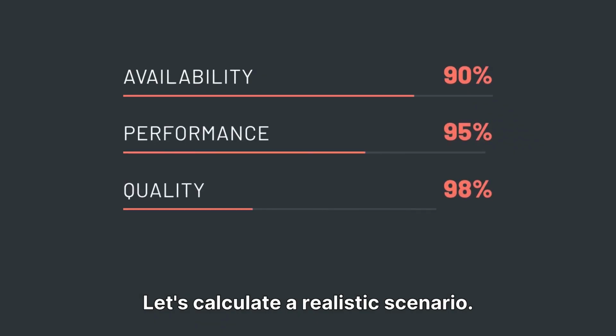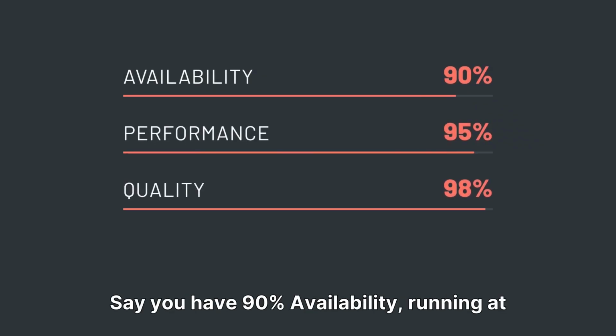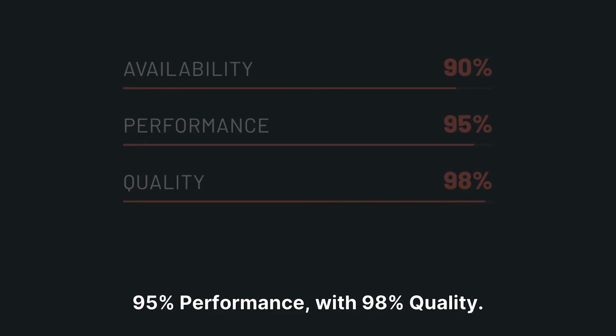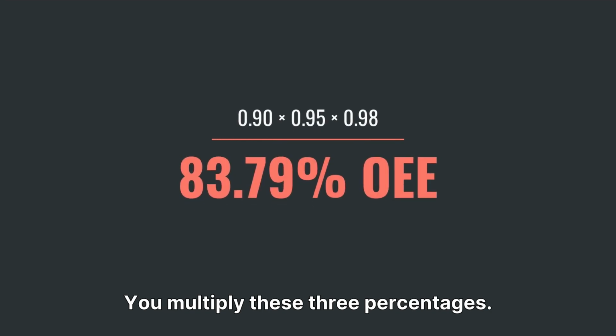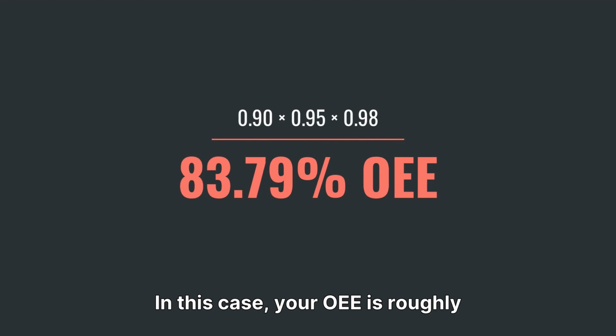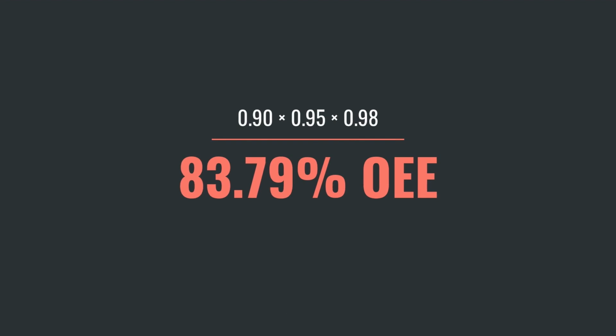Let's calculate a realistic scenario. Say you have 90% availability, running at 95% performance, with 98% quality. You multiply these three percentages. The result isn't an average, it's a compound number. In this case, your OEE is roughly 84%.